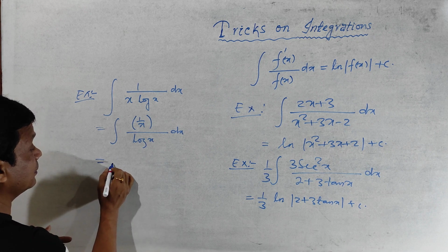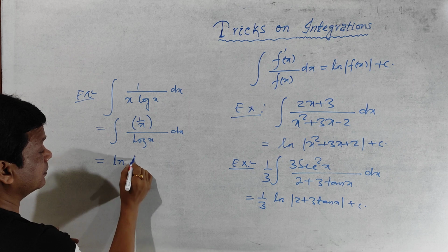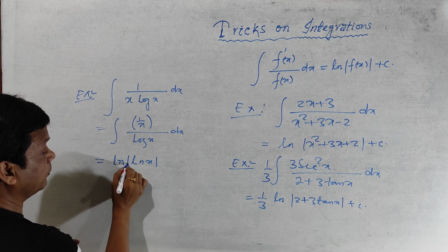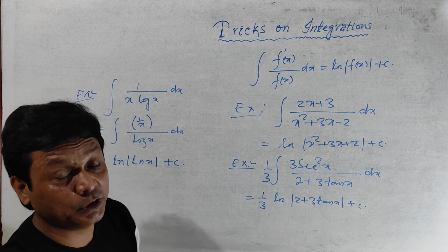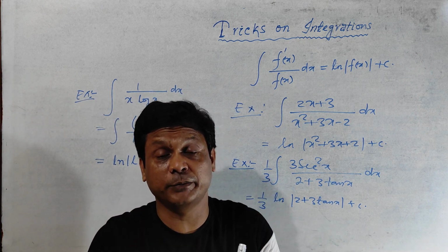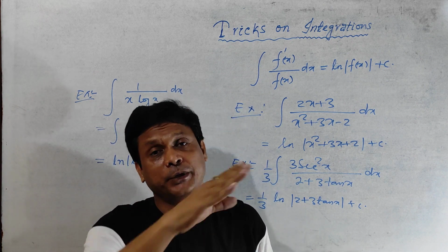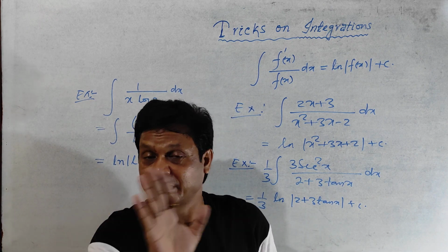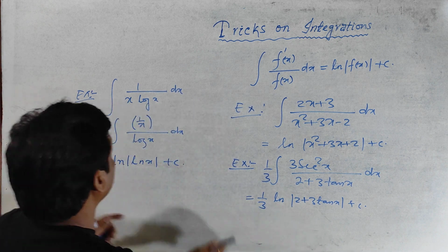So what will be the answer? Ln of ln x, and you should put a mod here. Log x means ln x. I have told you, if there is no base, then you should consider the base as e. And if the base is other than e, then it will be indicated in the question. Clear? See here, another question.